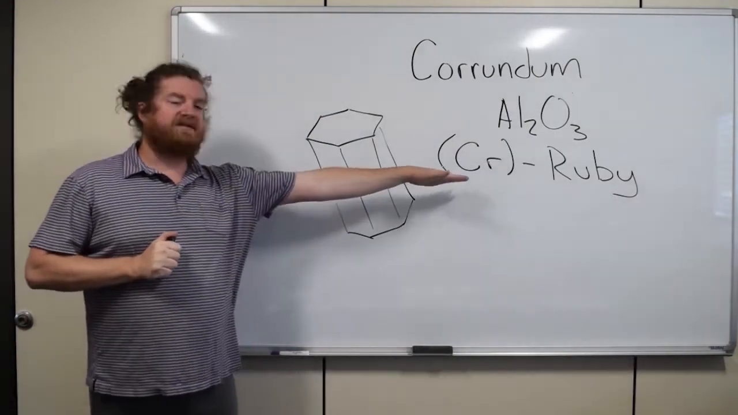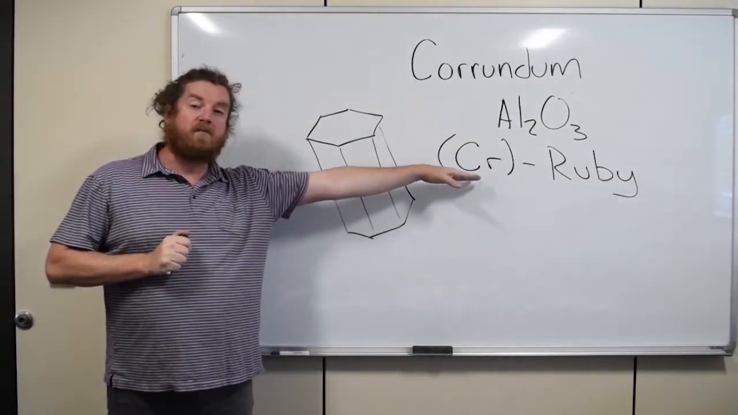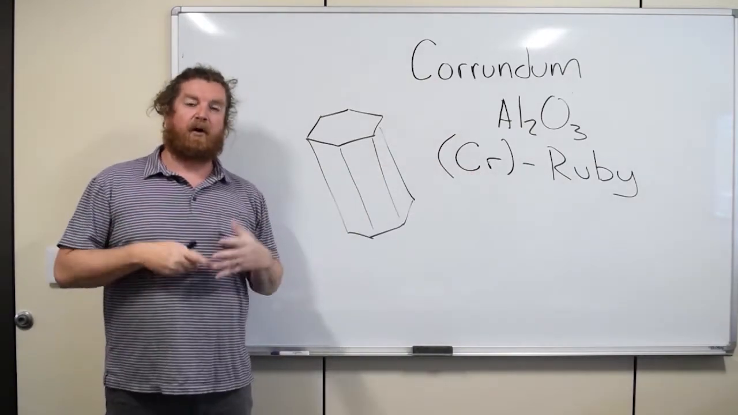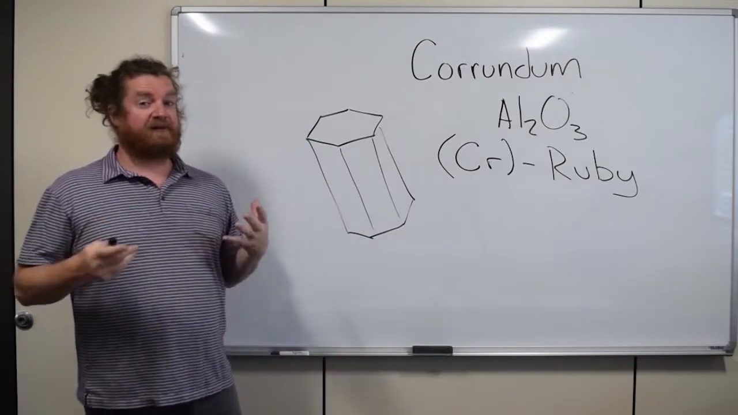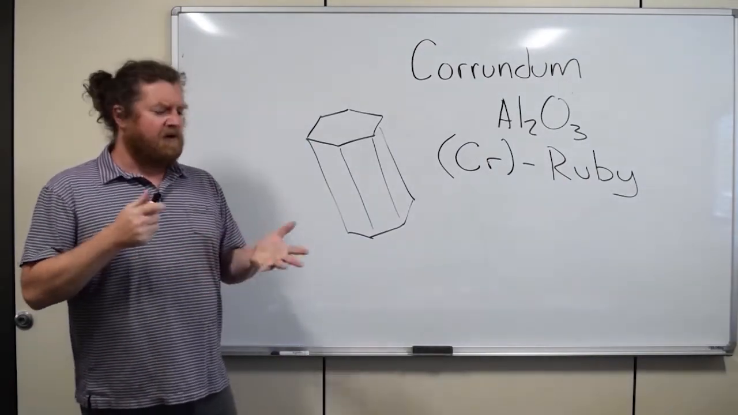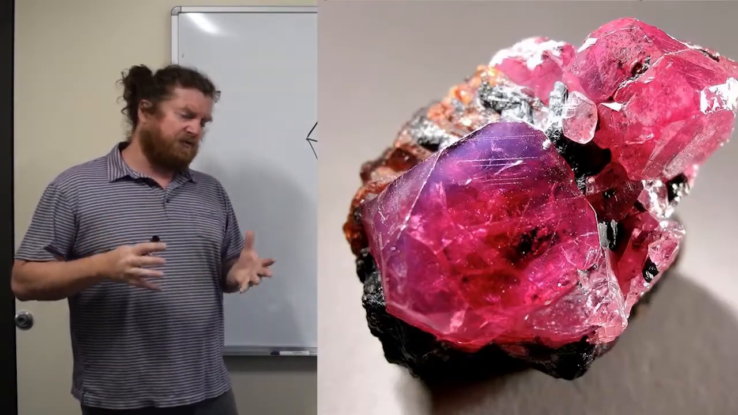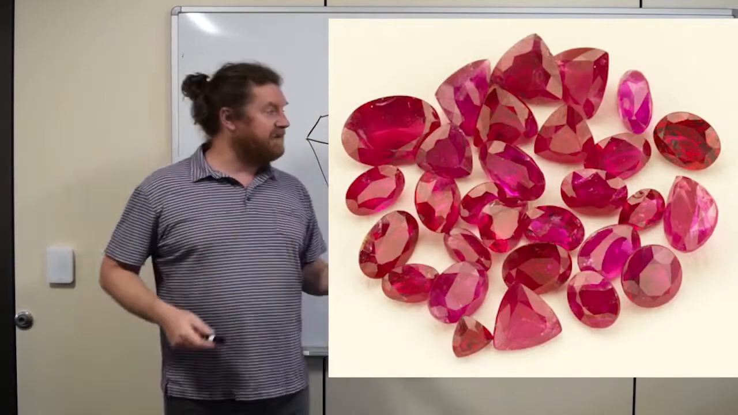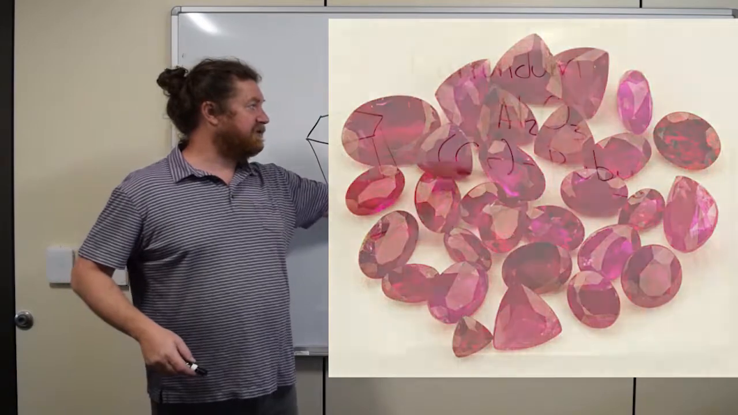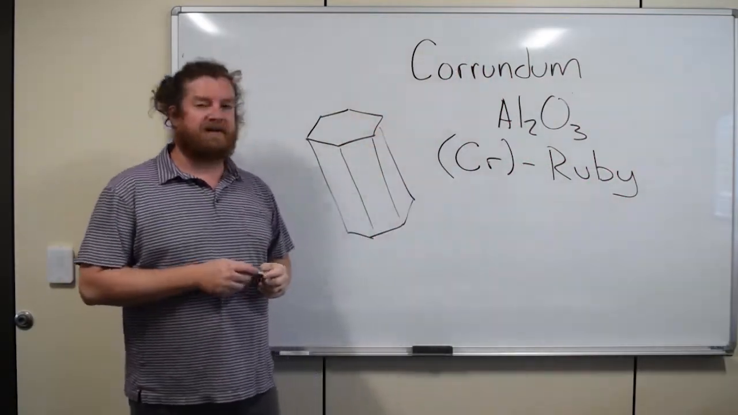So when corundum is included with chromium, so again as a parts per million impurity in the crystal lattice, it actually produces this very deep, beautiful, almost like pinkish red, almost magenta color that we know as a ruby, right? So a ruby is essentially just chromium included into aluminum oxide.